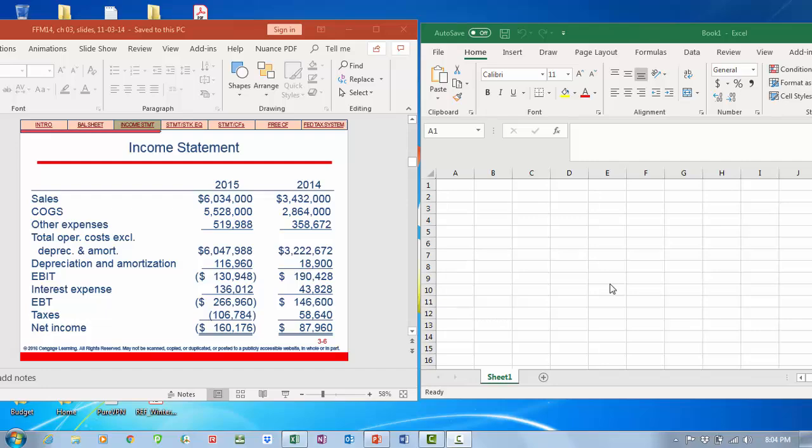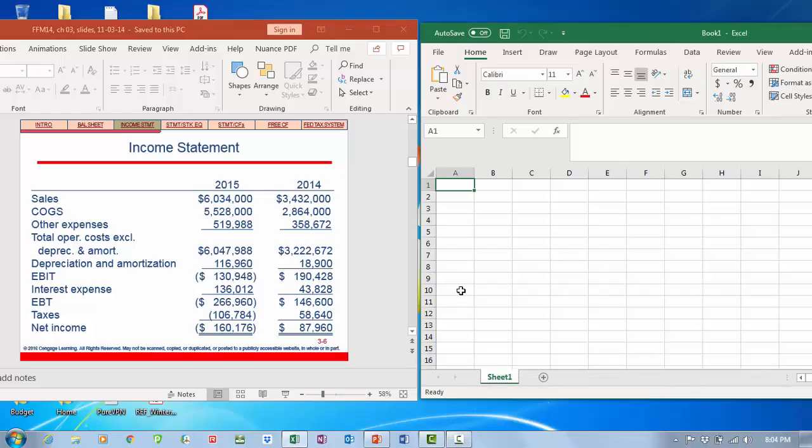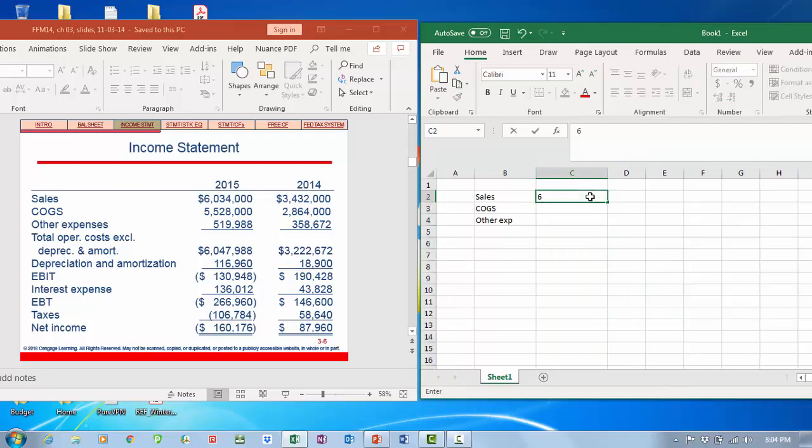So let's try and recreate the income statement just so that you know how to do it, even though I've explained it. So we start with sales. We have cost of goods sold. We have other expenses. Let me start placing in data. So I start with 6,034,000, and this is for the year 2015.